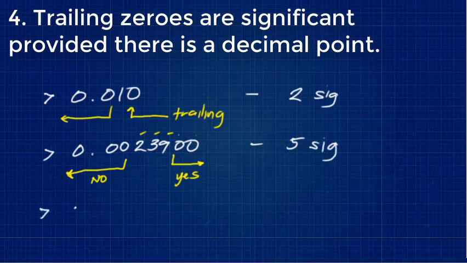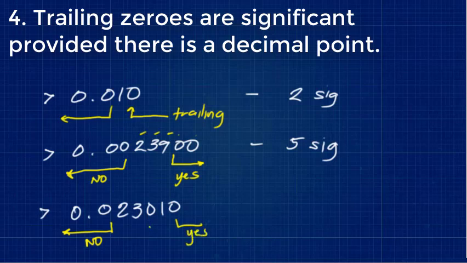Another example would be 0.023010. Looking at the left side, this is not significant. Now looking at the right side, this 0 is significant. And this 0 is in between two non-zero digits, which makes it significant. Now let's count. This has 5 significant figures.